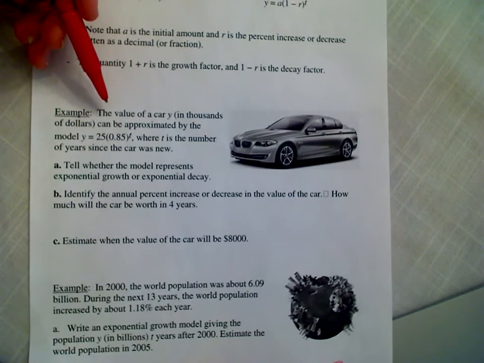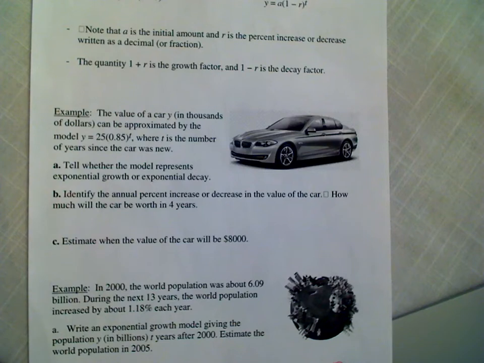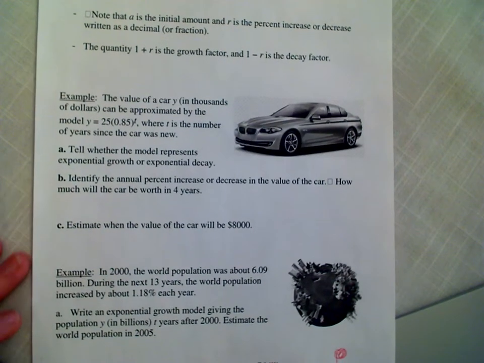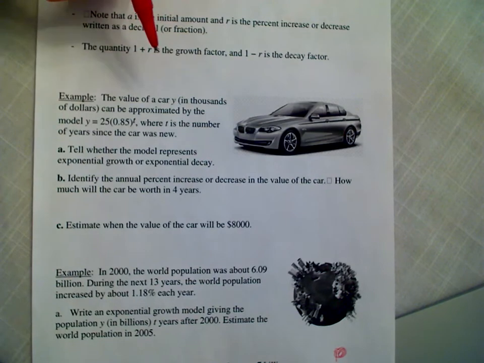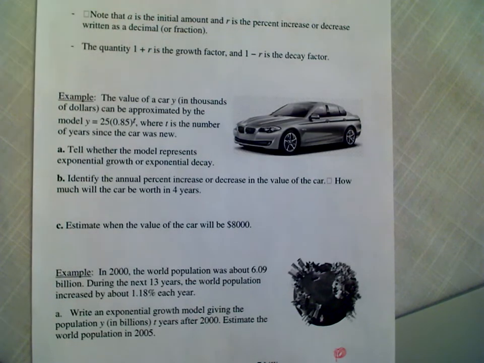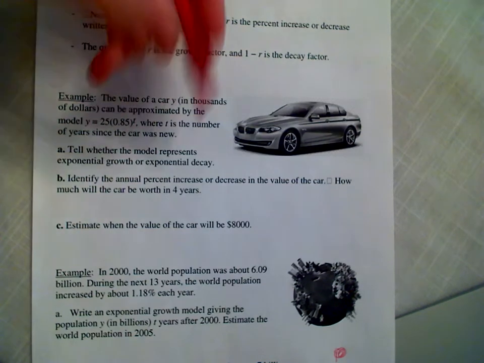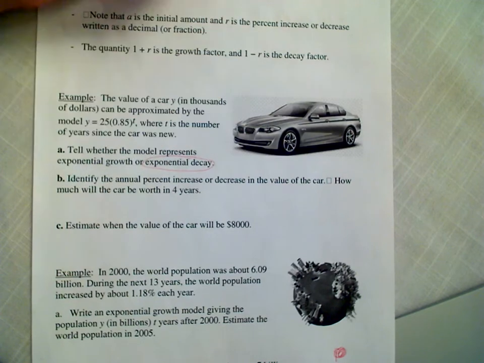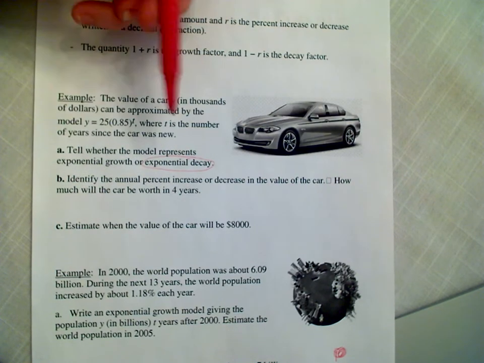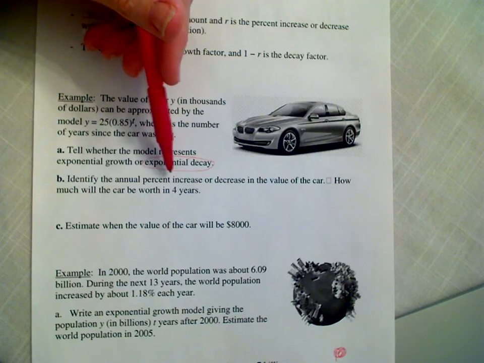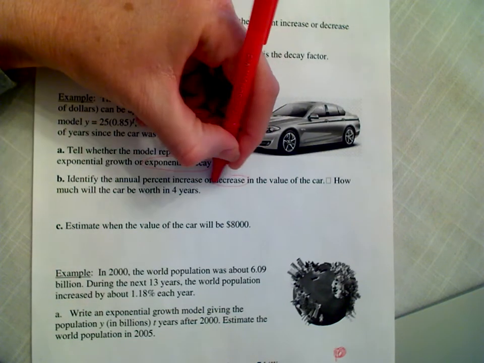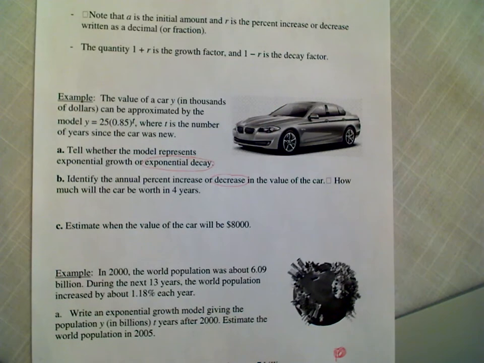This example says the value of a car, y, in thousands of dollars can be approximated by the model y equals 25 times 0.85 to the t power, where t is the number of years since the car was new. Tell whether the model represents exponential growth or decay. Looking at this value in here, that represents either the growth factor or the decay factor, and since it is less than 1, this is exponential decay. Part B, identify the annual percent increase or decrease. We just decided it would be a decrease since it's decay in the value of the car.